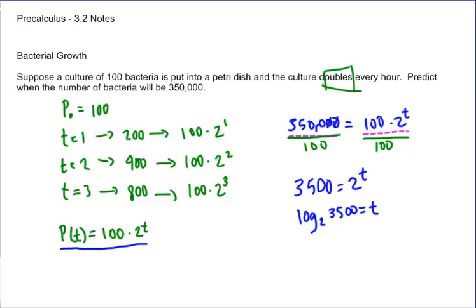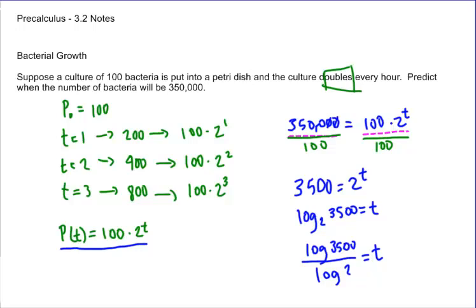equals t. Now, we may not have learned how to do this just quite yet, but you can punch this in on your calculator. And basically what we're going to punch in is log of 3,500 divided by log of 2. And that will get you your t value. And it should match the exact same thing that you get on your graph. And definitely graphing it is maybe a step or two shorter.